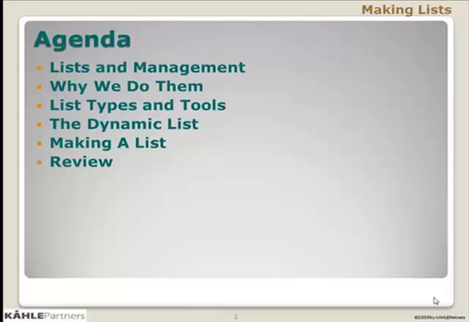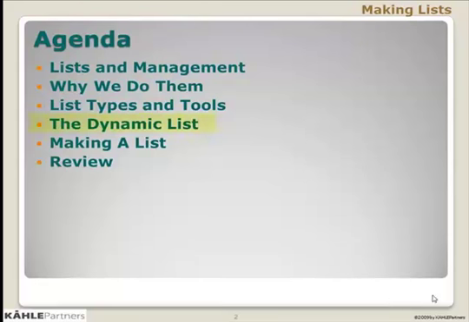In our first topic, lists and management, we're going to define what we mean by making a list and how this affects our personal organization. Then we'll talk a little bit about why we need lists. While this may seem obvious, there's actually a couple of pieces to this that you should understand. Then, in list types and tools, we'll talk about the 4 basic groups of tools and how you choose which tool to use in different situations, because one tool does not solve all problems.